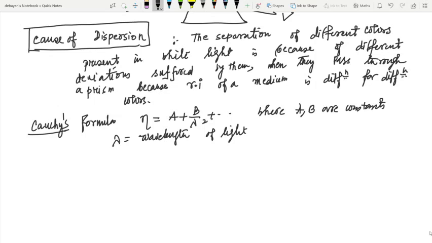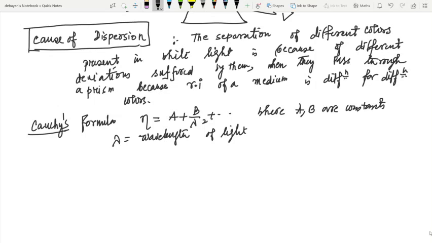Of course the wavelength of different colors is different. You know that red color has the maximum wavelength and violet color has the minimum wavelength. So the refractive index of red should be less than the refractive index of violet, since it is inversely related to wavelength.